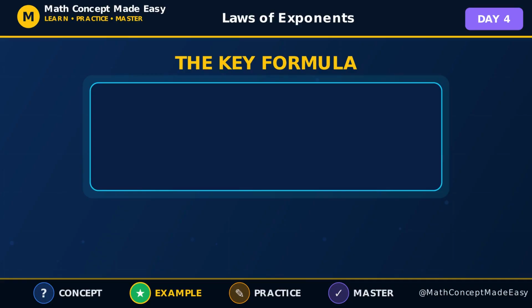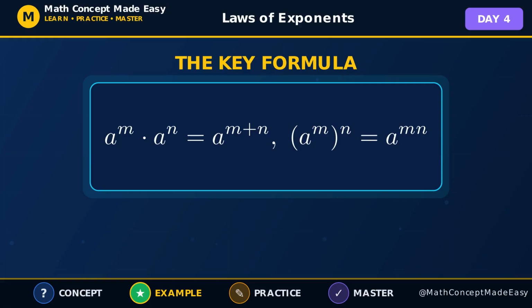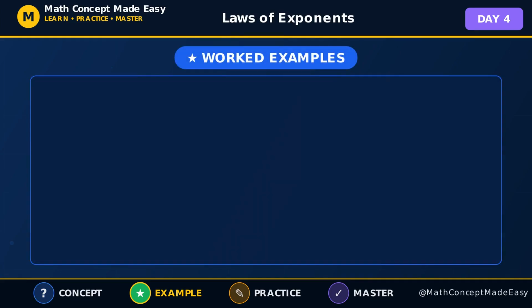Here is the key formula for laws of exponents. The formula is a to the power of m times a to the power of n equals a to the power of m plus n. Watch how each part appears as I say it. Do not just memorize the symbols, make sure you understand what each one represents, because that is what the exam really tests. Let us put this to work with real examples, one step at a time.